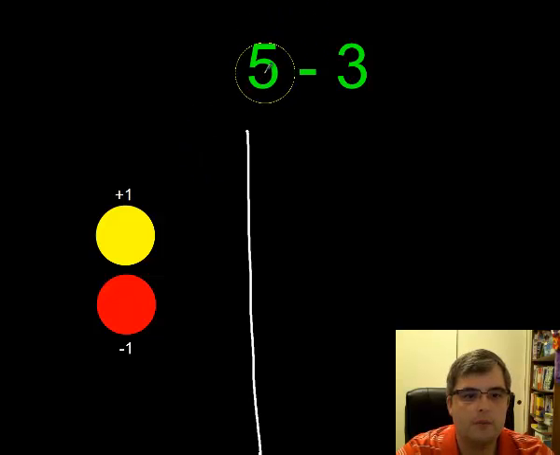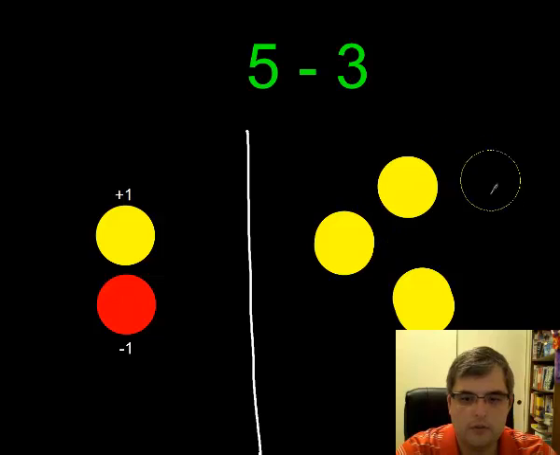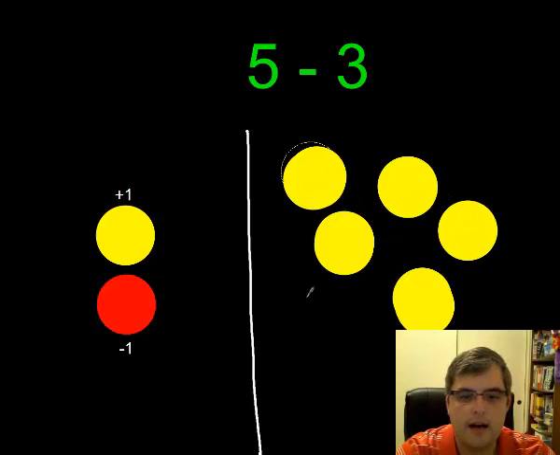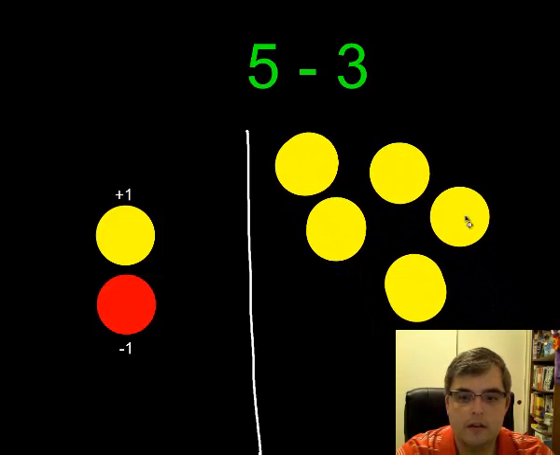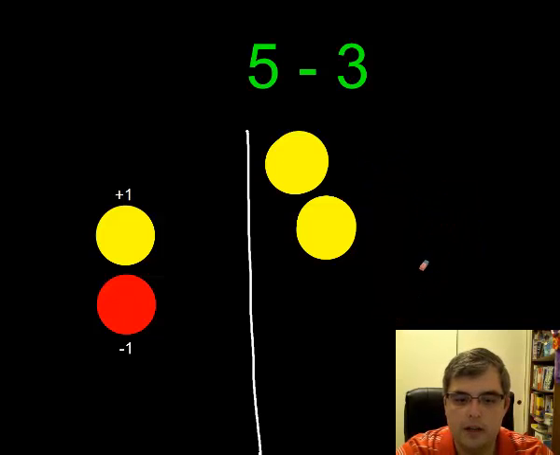So if we're going to do this problem, 5 minus 3, well, we start with what? Right, 5. So there's 1, 2, 3, 4, and 5. Now we're going to take away 3. Well, I can actually take away 3 of these numbers. So take away 1, take away 2, take away 3. What's left? Of course, +2.